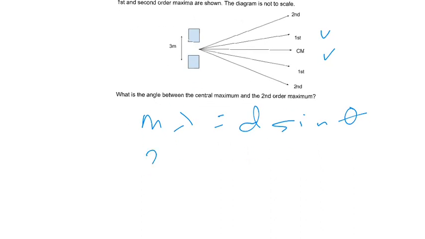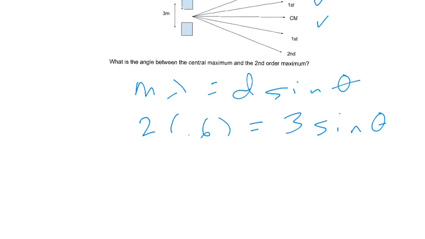So we simply plug into the equation. m is 2 for second order maximum. The wavelength was given as 0.6. d is equal to 3. And then sine theta. Now we multiply the 2 times the 0.6, and we get 1.2 is 3 sine theta.